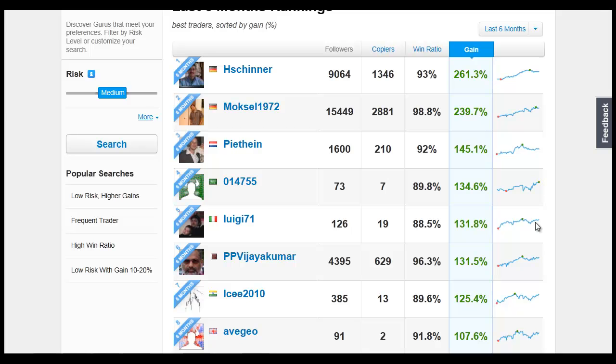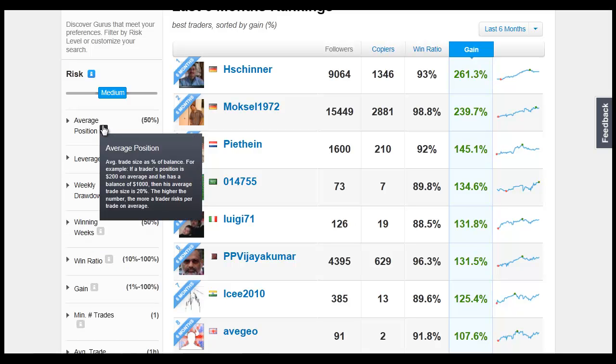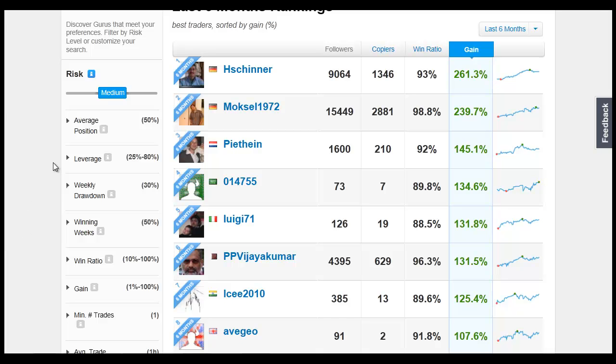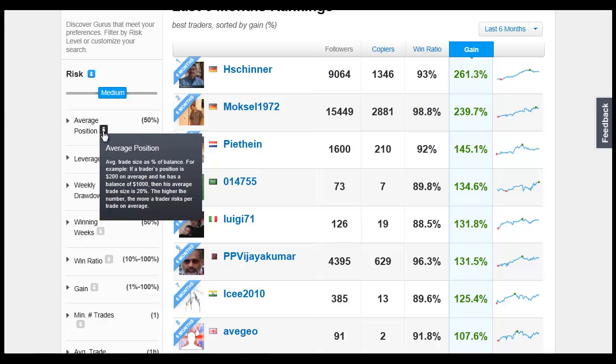I can do that by customizing my search. Let's see how this works. All right, over here we have all the parameters of the Guru Finder. Average position, what does it mean? Average trade size as a percentage of your balance. For example, if a trader's position is $200 on average and he has a balance of $1,000, then his average trade size is 20%. I don't need to explain further. You already understand. The higher the number, the more a trader risks per trade on average.